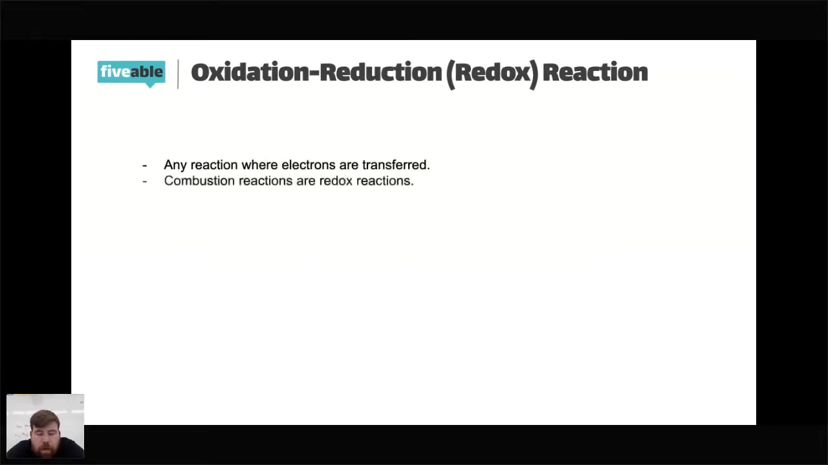One of the most common examples of a redox reaction is the combustion reaction. Hopefully at this point you've gone over combustion reactions with your teachers, but on the off chance that you have not, a combustion reaction is when a hydrocarbon, something with carbons and hydrogens, reacts with oxygen gas, O2, to produce carbon dioxide and water, CO2 and H2O.